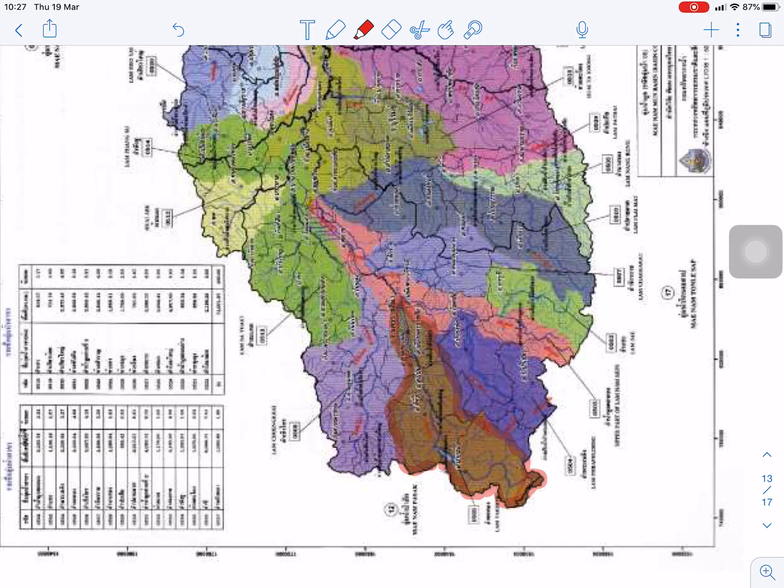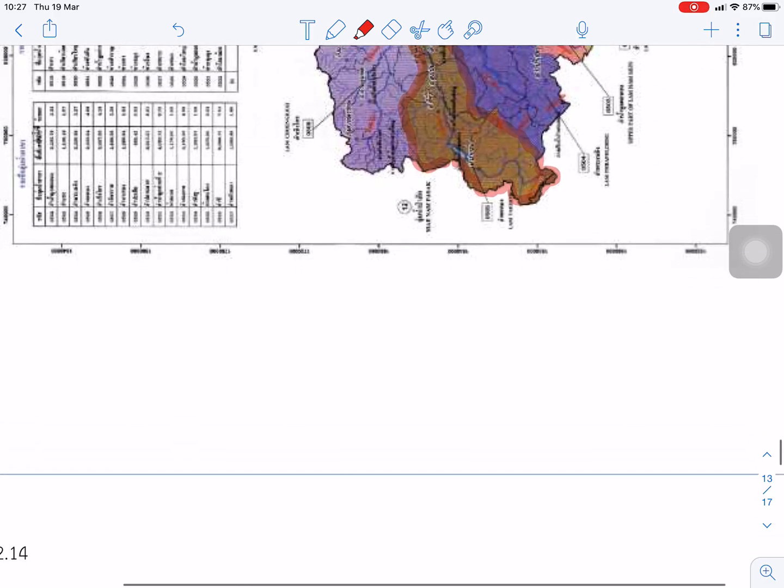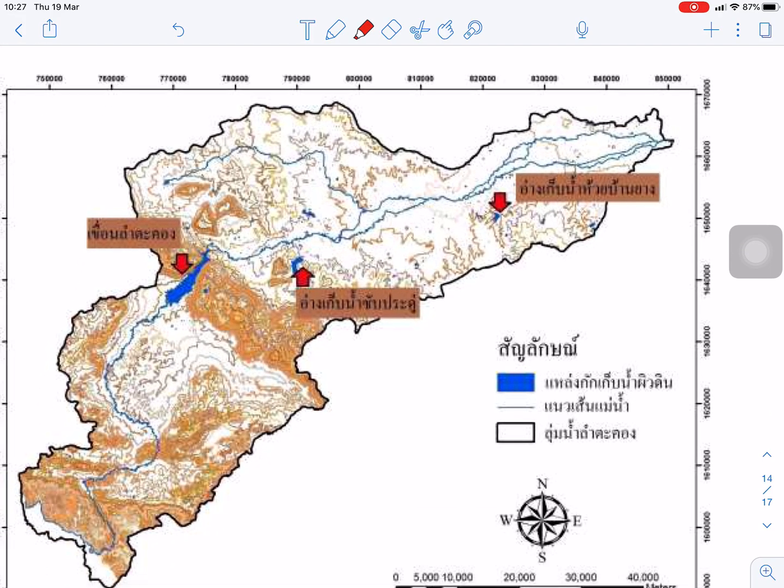Okay, if we expand the Lampakong River, it looks like this. This is the Lampakong River, and this is the Lampakong Dam, the dam and reservoir. This is where we are, at the Huai Ban Yang reservoir.